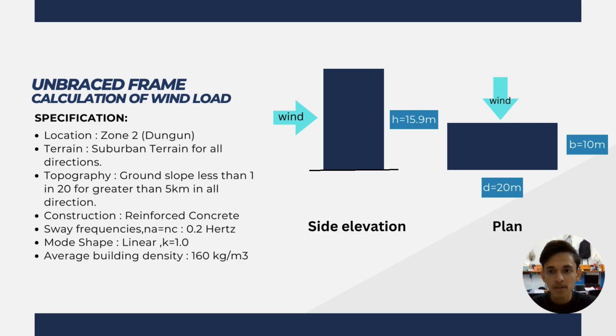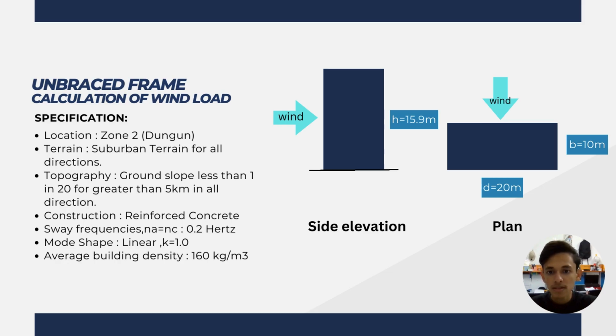I will present about our brace frame, which is the calculation of wind loads. So this is the specification, which is the location is at zone 2, which is Dungun, and terrain is suburban terrain for all directions. The topography is ground slope less than 1 in 20 for greater than 5 km in all directions. Construction is reinforced concrete.